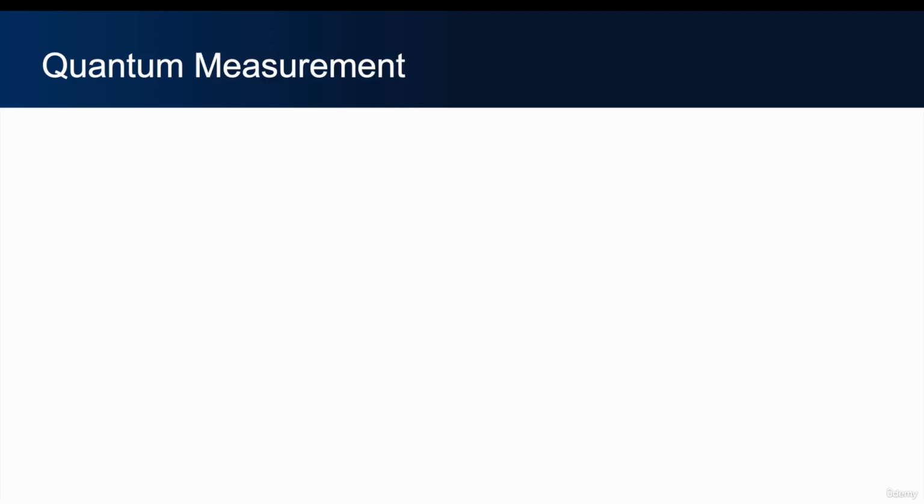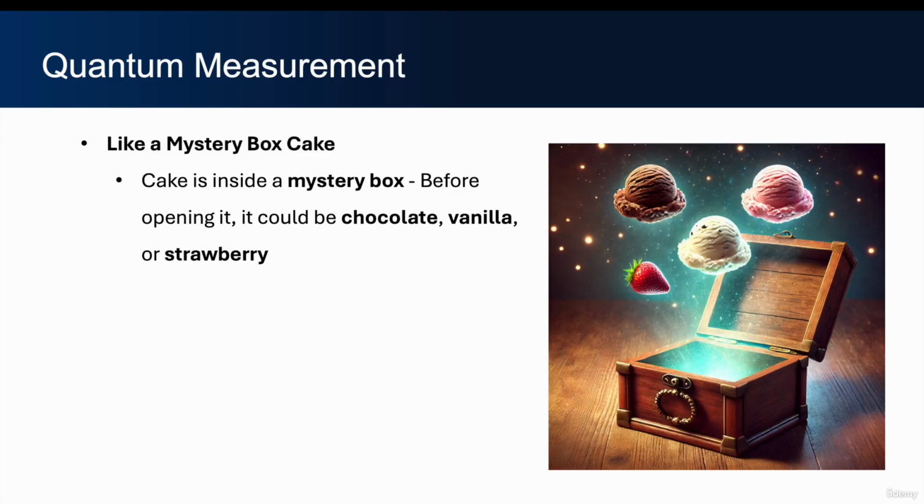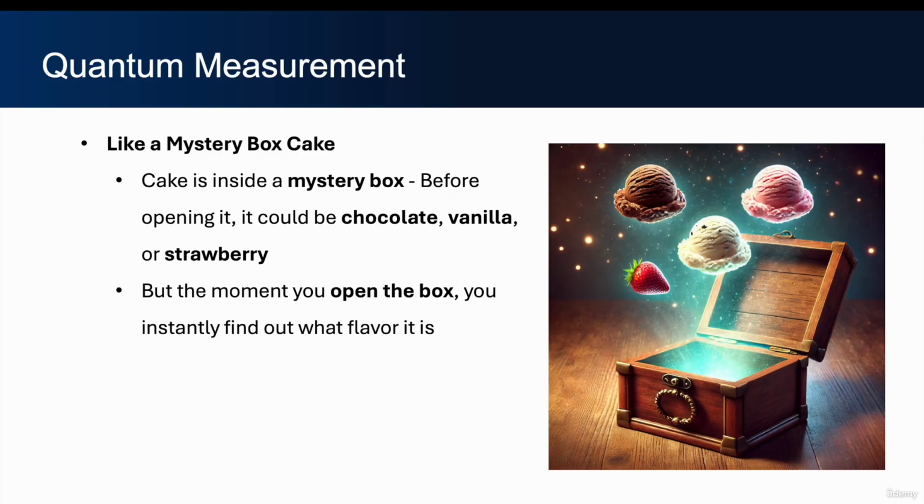Next, let's talk about quantum measurement, like a mystery box cake. Imagine a cake is inside a mystery box. Now, before opening it, it could be chocolate, vanilla, or strawberry, all at once in a superposition. But the moment you open the box, you instantly find out what flavor it is, and the other possibilities just disappear. This is what happens in quantum computing. When you measure a qubit, it collapses into a definite state, just like when you finally see the cake's flavor.